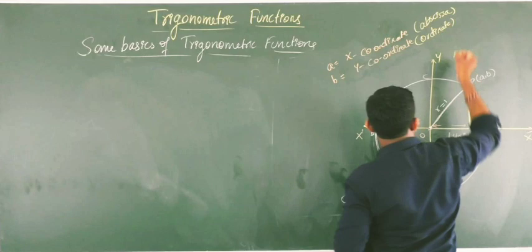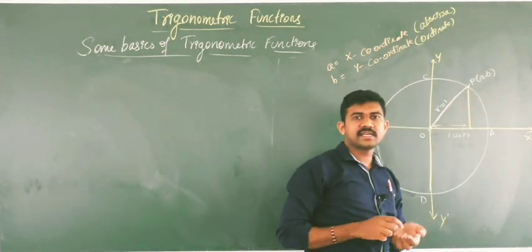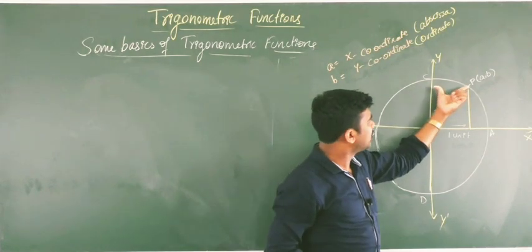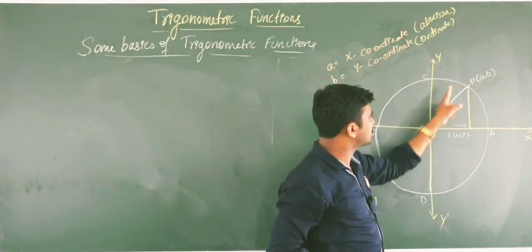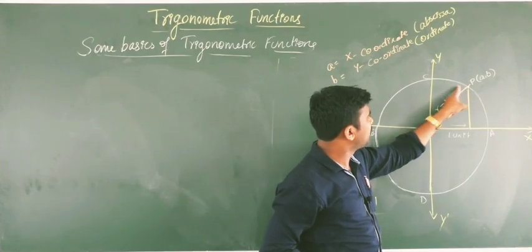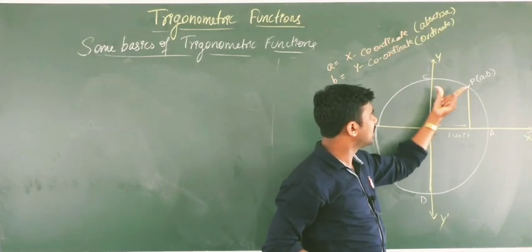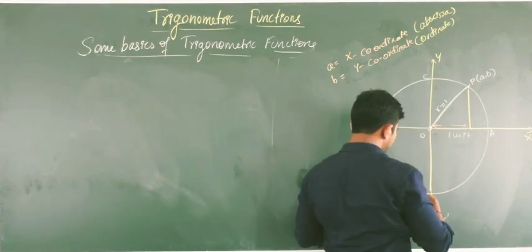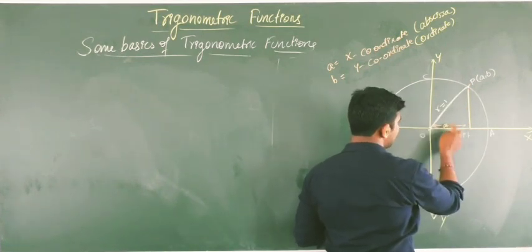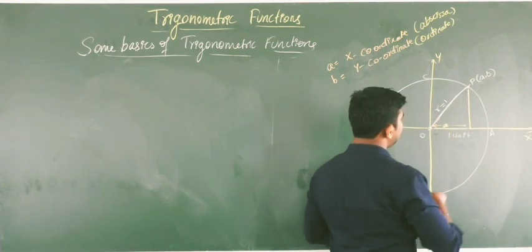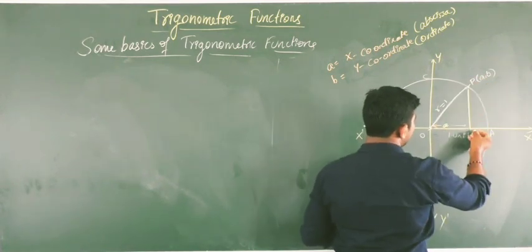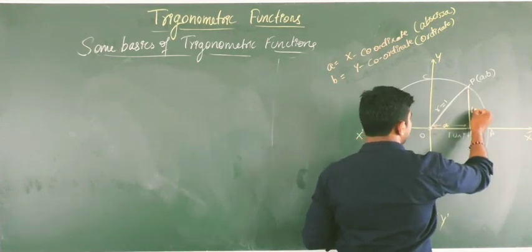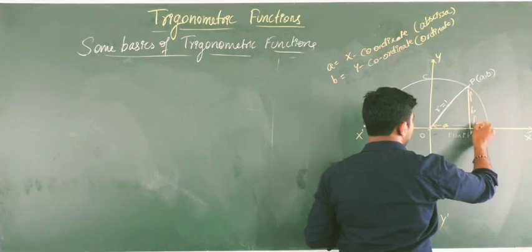So here A is the x coordinate and B is the y coordinate of the point P. So the distance from the y-axis to the point P, if you draw the straight line here, the length is A. Here also you have the same length, so the length is A units from here to here. Similarly, B is the length from the point P to the point M. I'll consider this point as M. So P to M, the length is B.